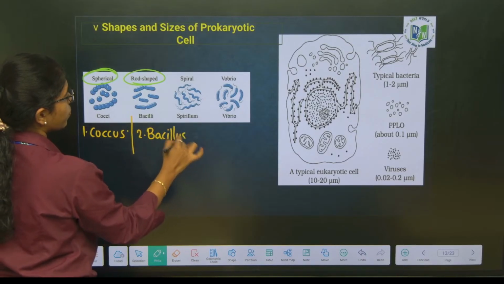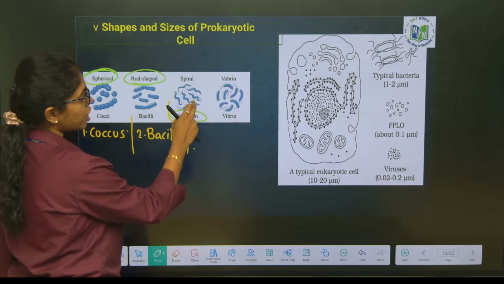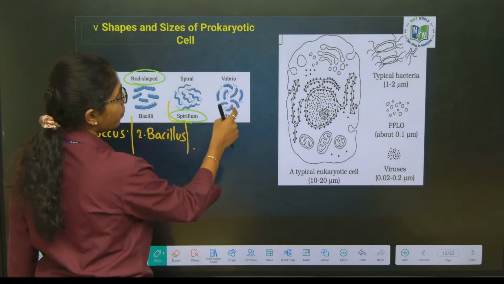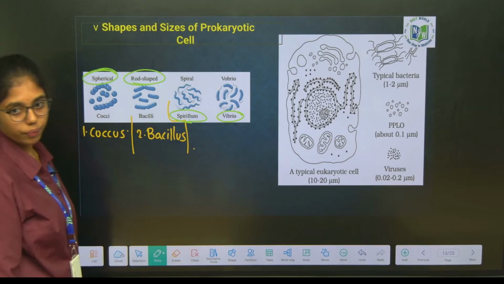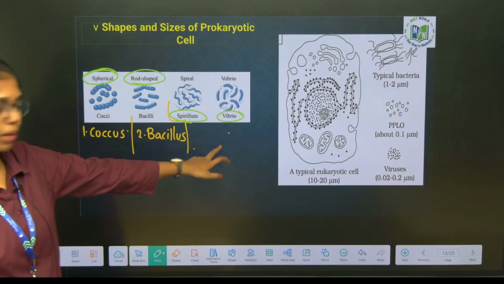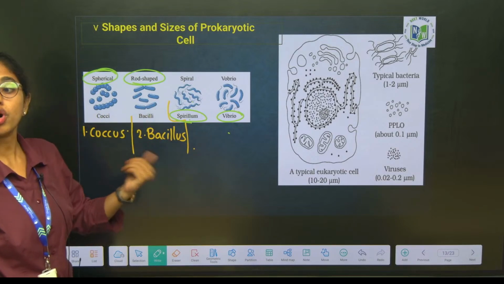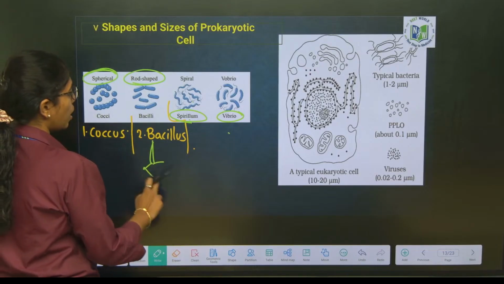Bacillus. Next is spirillum, spiral shaped, plural is spirilla. And then vibrio, comma shaped, singular is vibrio, plural is vibrios. This is comma shaped. Amongst these 4 different shapes of bacteria, which is more pathogenic? If that is the question, bacilli is more pathogenic.